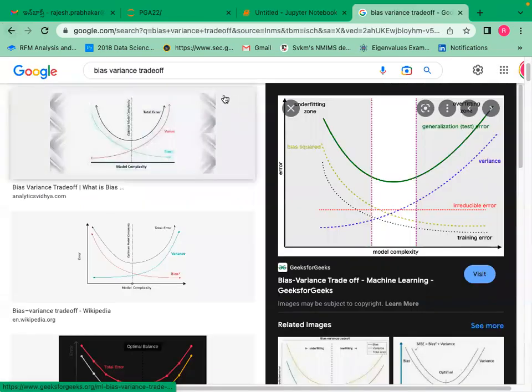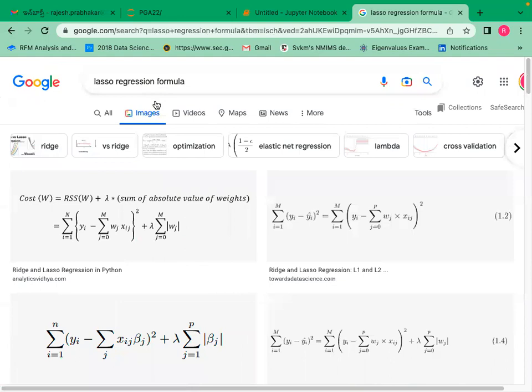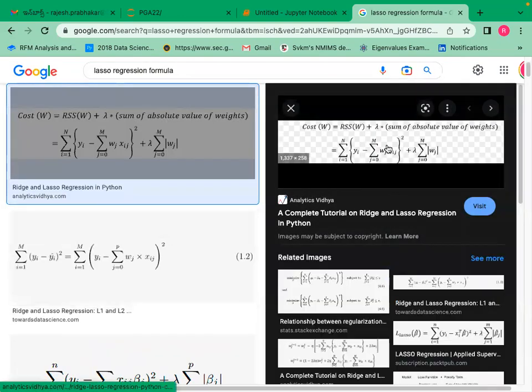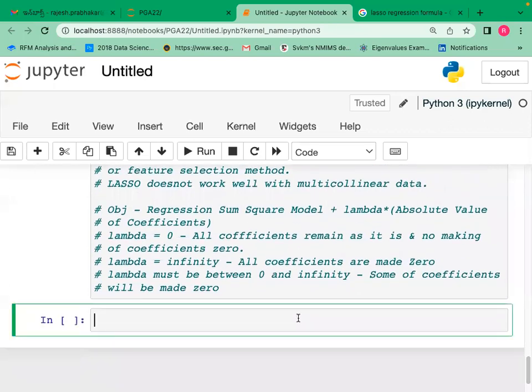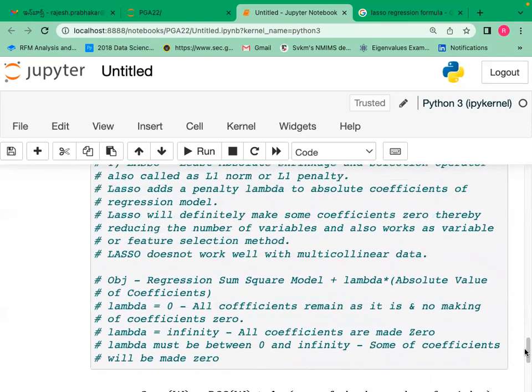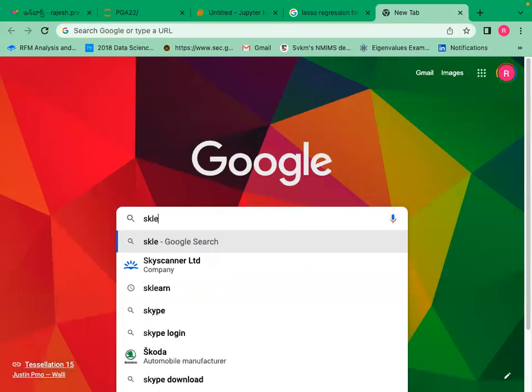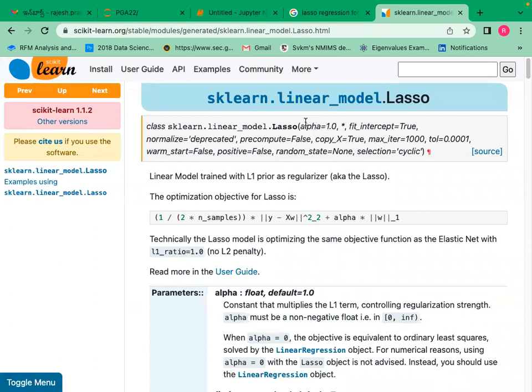So if you, we will look at the lambda into sum of absolute value of weights. This is the Lasso formula. Now, if you are looking at sklearn Lasso, alpha, we call it as alpha is 1. See here.